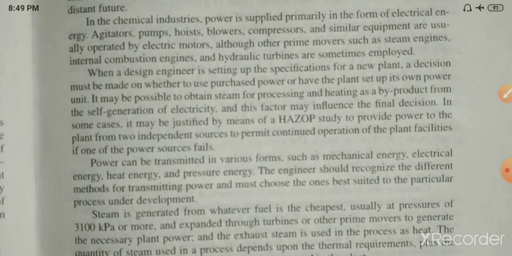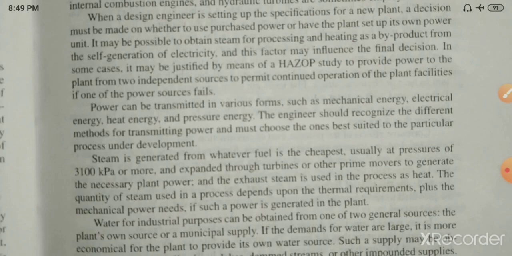And the plant from the two independent sources for in this utilities process.